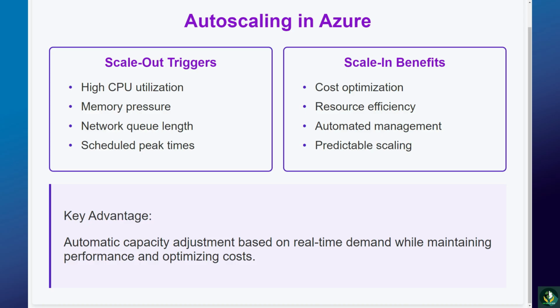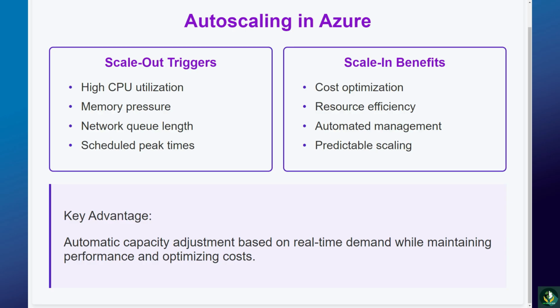Auto-scaling can also handle predictable load patterns: business hours scaling rules, weekend adjustment patterns, holiday season capacity planning, maintenance window configurations. Let's look at some practical implementation strategies.